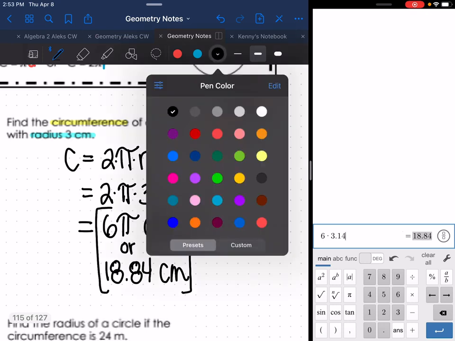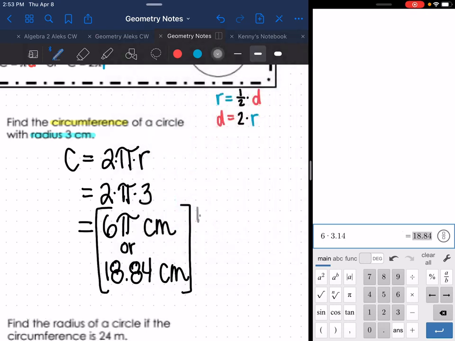So just a quick reminder, this is leave in terms of pi. So pi acts like a variable, and we just do not multiply by it. We put it in our answer like we would an x. And then this one will say use 3.14 for pi.